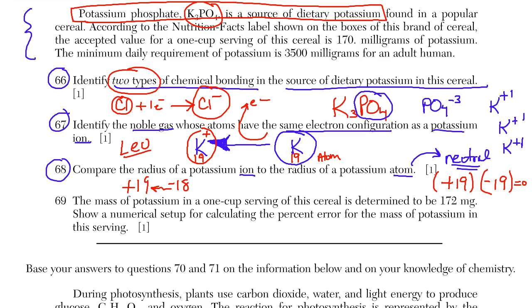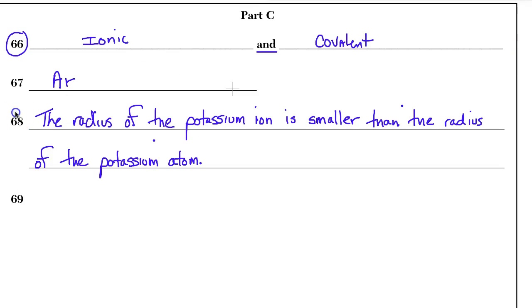Okay, so let's go to the answer booklet. So for number 68, the radius of the potassium ion is smaller than the radius of the potassium atom. Really good to phrase your answer in a sentence that really brings up both. However, you could have said the radius of the atom is greater, or the K plus ions are smaller, or something along the line like K plus is smaller than the K, and all of that would have worked. Okay, but it really is good to mention both things.